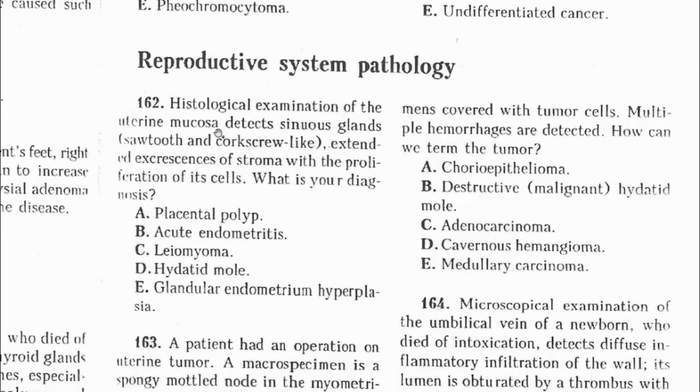162. Histological examination of the uterine mucosa detects sinus glands, sawtooth, and corkscrew-like extended excrescences of the stroma with the proliferation of cells. What is your diagnosis? This is definitely hyperplasia of endometrium. Therefore, it is called glandular endometrium hyperplasia. So your answer is E.